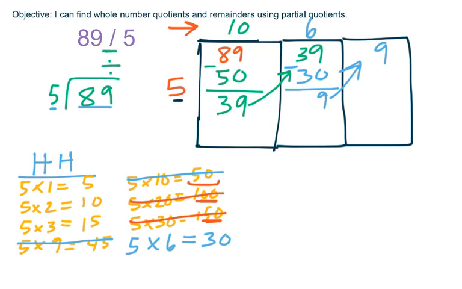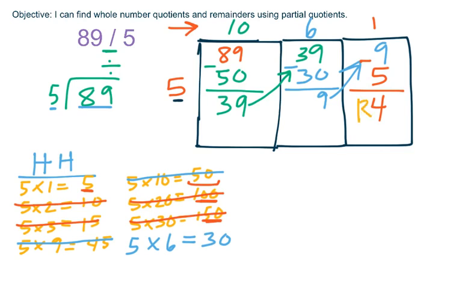Well, if I look over here in my heavy hitters list, 5, I think, is going to be my best option here, because 10's not going to work, 15's not going to work, they're too big. So if I make one group of 5, 5 times 1 is 5. So I'm going to take one group of 5 away from 9, and when I subtract, I get 4. Now I know that I'm done because this 4 is smaller than my 5. I cannot get another group of 5 out of my 4. It's not big enough.